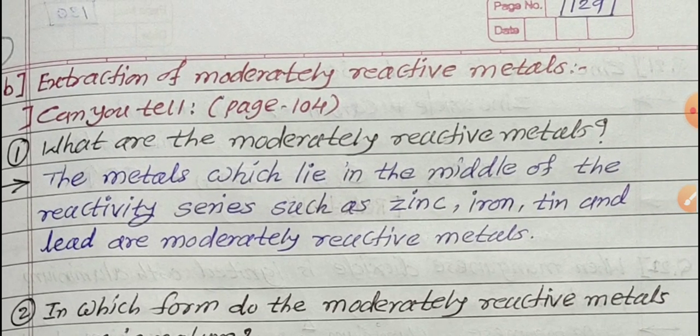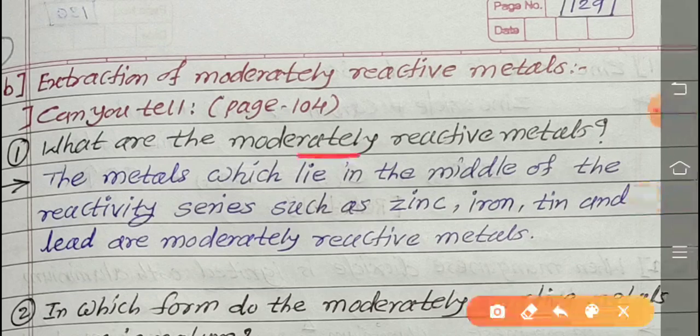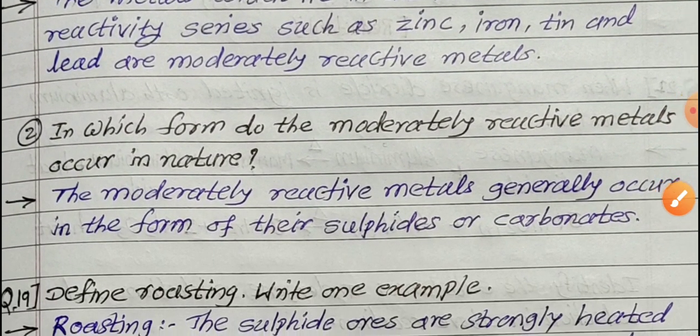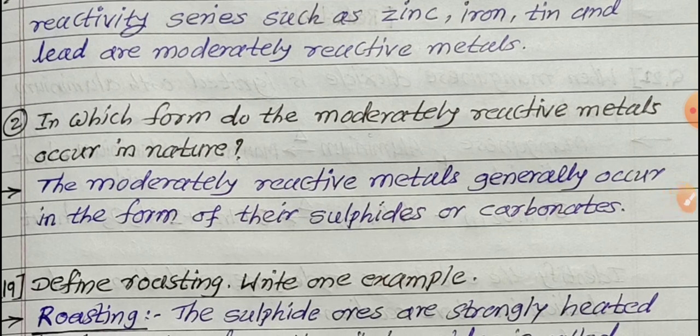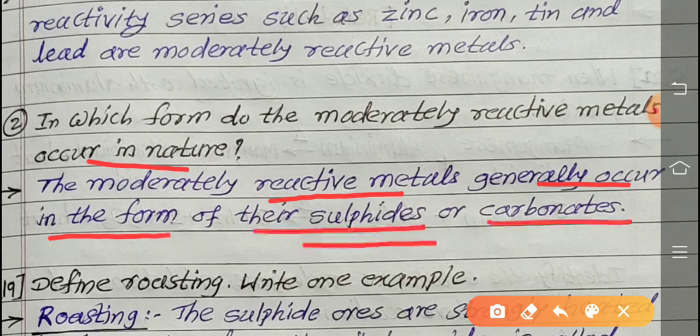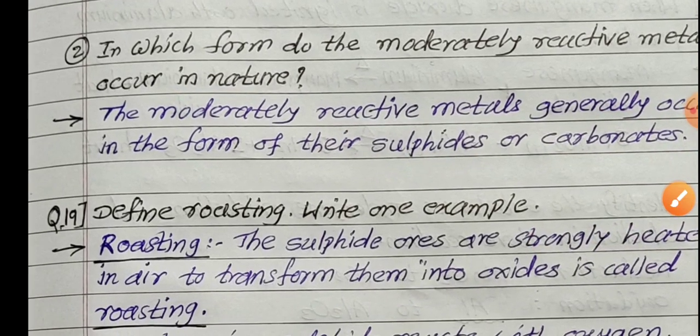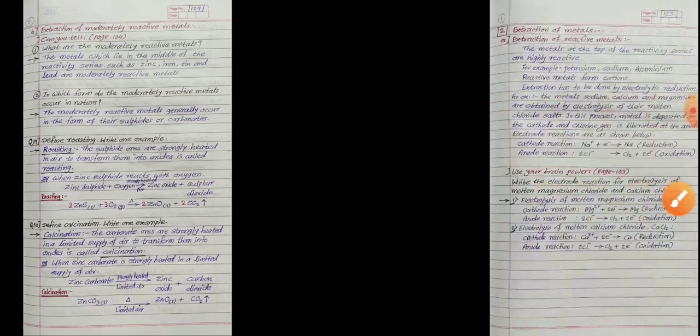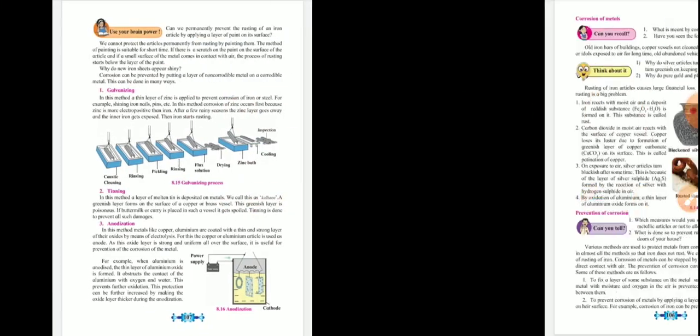First one, what are the moderately reactive metals? The metals which lie in the middle of the reactivity series, such as zinc, iron, tin and lead, are moderately reactive metals. You check the series again. Second question given, in which form do the moderately reactive metals occur in nature? The moderately reactive metals generally occur in the form of their sulfides or in the form of carbonates. Are all getting? Yeah, next. So come back to our textbook page number 104.